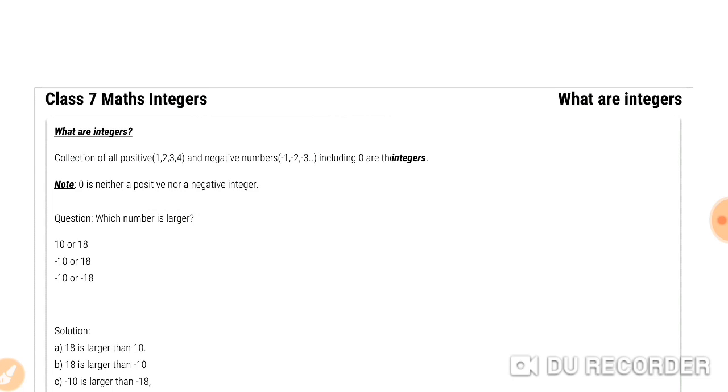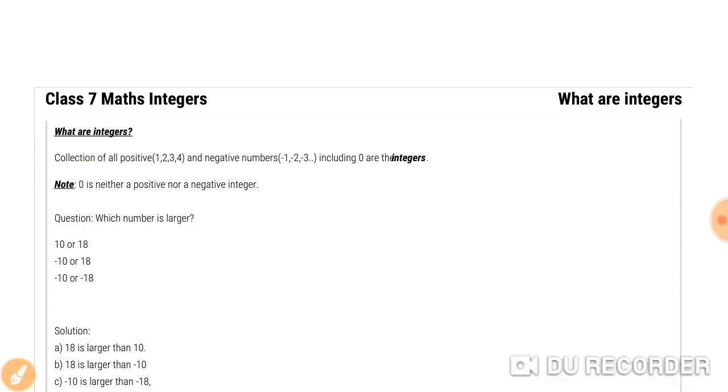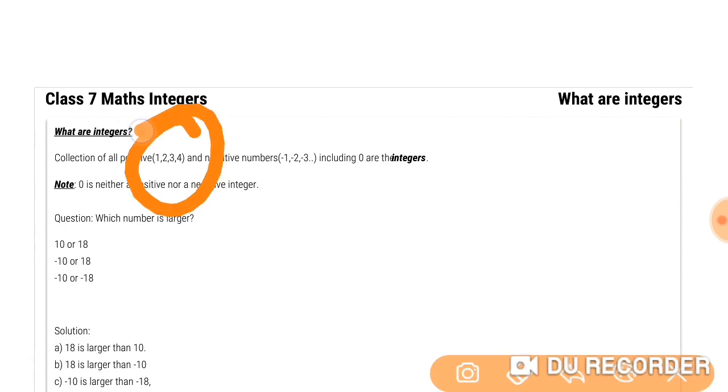Sometimes we are asked about the negatives. With the negative sign, these are usually called negative numbers. Then in integers, what about 0? This is not a positive and not a negative number. These positive numbers are called positive integers. Negative numbers are called negative integers. 0 is neither positive nor negative.